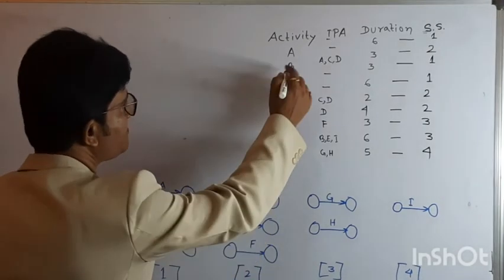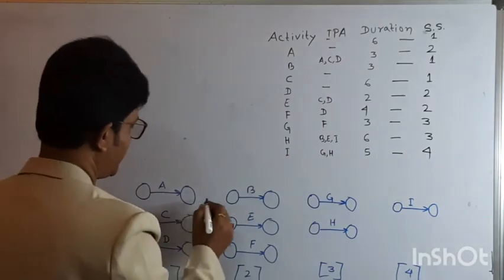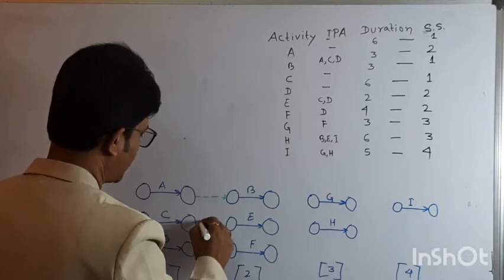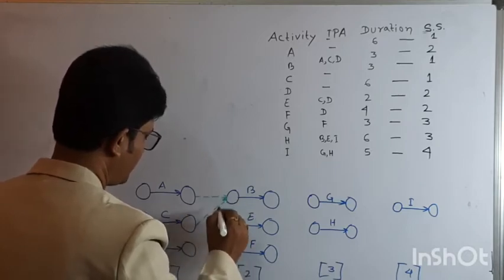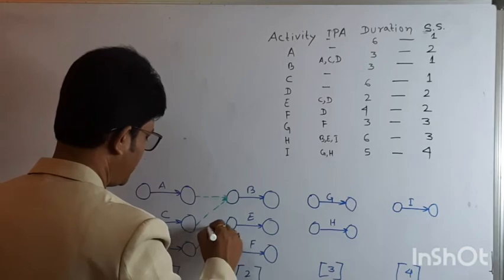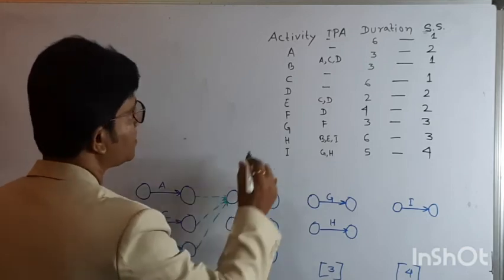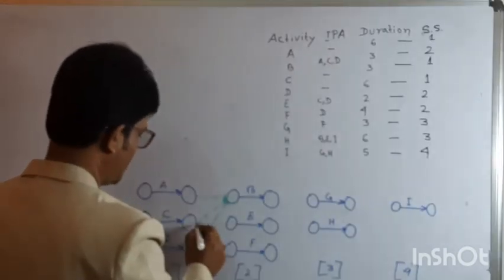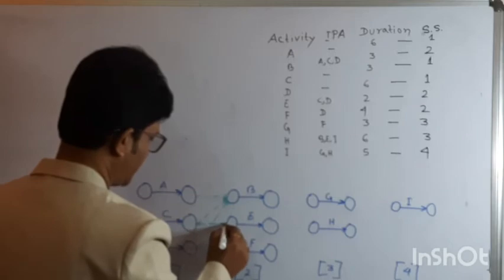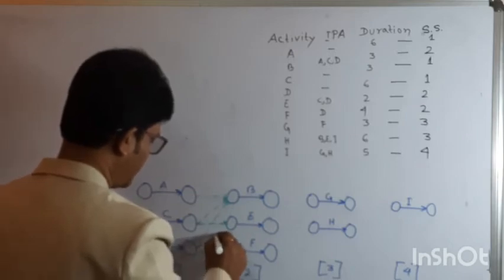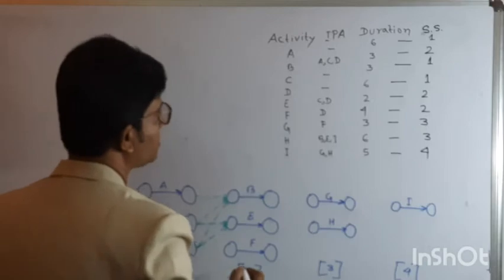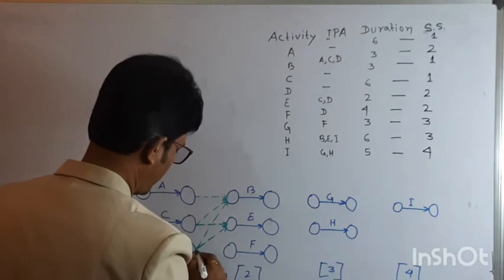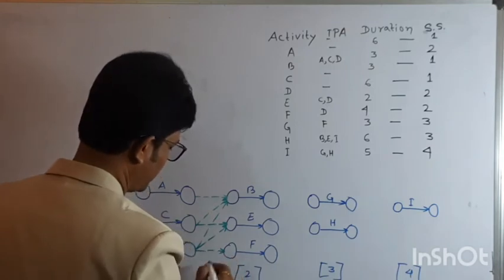Now B is dependent on A, C and D. So let's connect B with a dummy activity from A, a dummy activity from C, and a dummy activity from D. Now E is connected with C and D, so E is connected with a dummy activity from C and a dummy activity from D. Then F is connected by D, so F will be connected by dummy activity D.